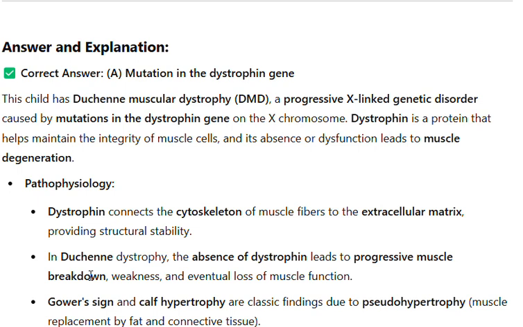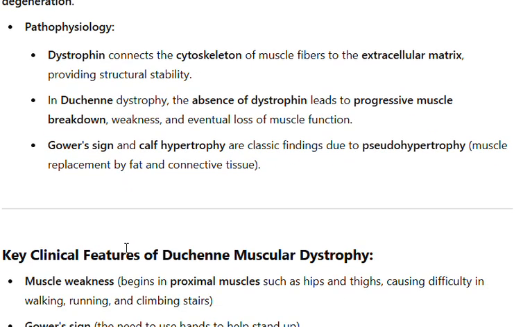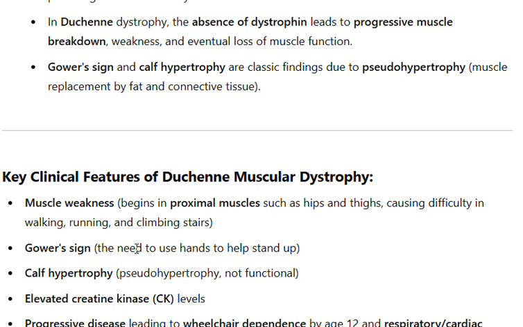Key clinical features of Duchenne muscular dystrophy. Muscle weakness begins in proximal muscles, such as hips and thighs, causing difficulty in walking, running, and climbing stairs. Gowers' sign, the need to use hands to help stand up. Calf hypertrophy, pseudohypertrophy, not functional. Elevated creatine kinase, CK levels.